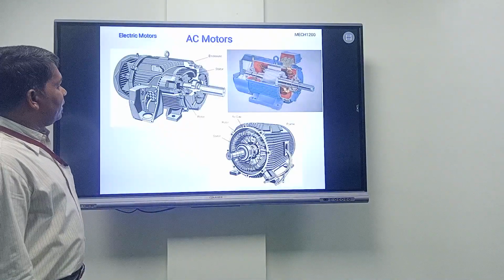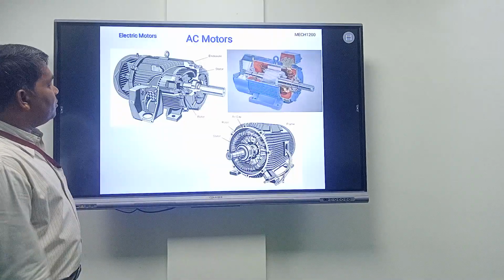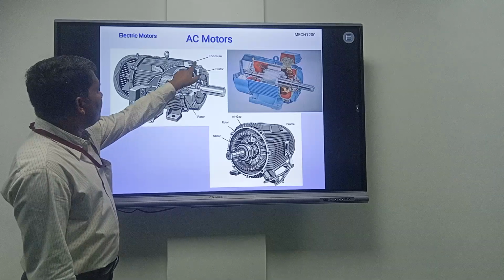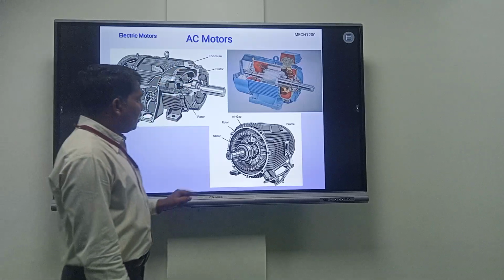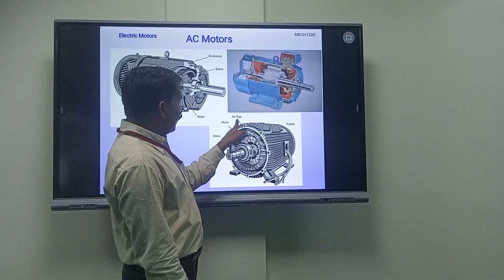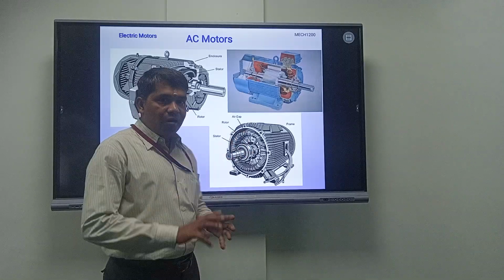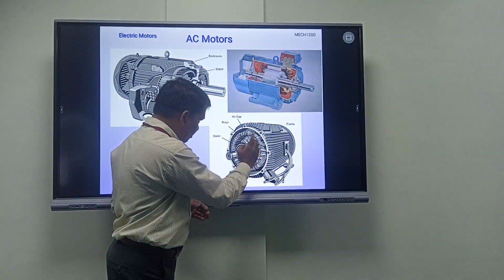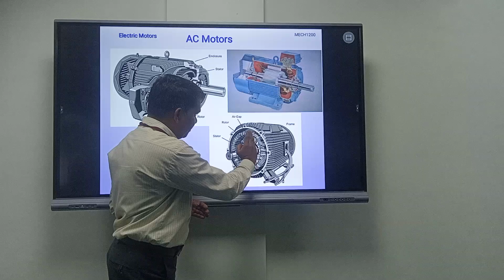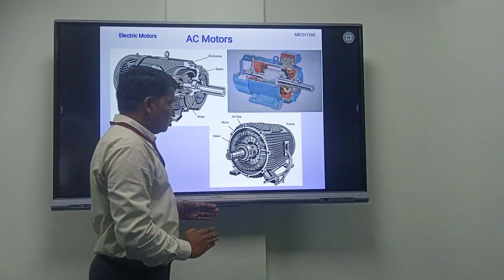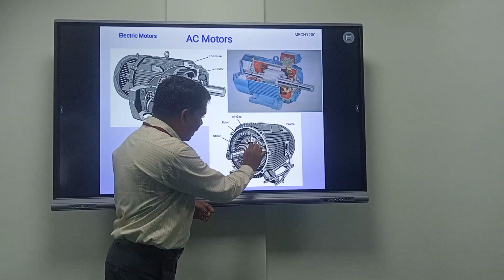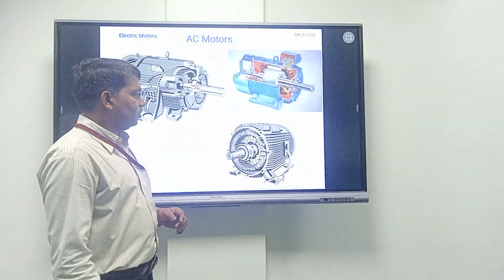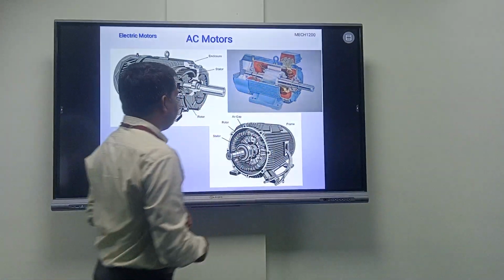If you see here, the different parts have been shown in a larger way: the stator winding, the rotor winding, and the enclosure. There will be an air gap between the stator and rotor, because the stator winding is inside the outer frame and the rotor is inside it. There should be an air gap between stator and rotor so that the rotation will be possible. And this is the outer frame.